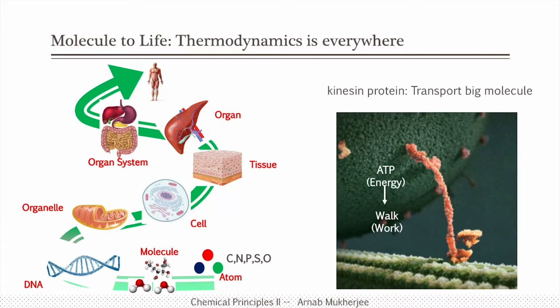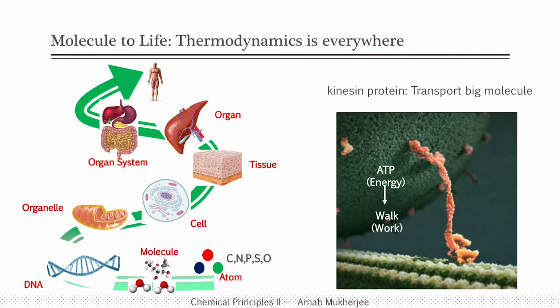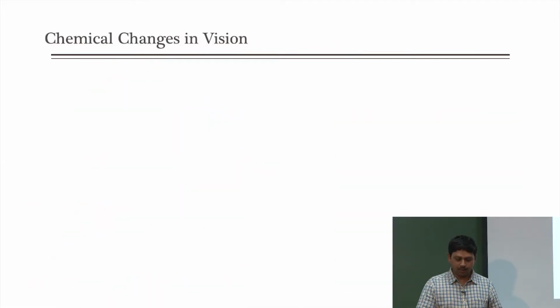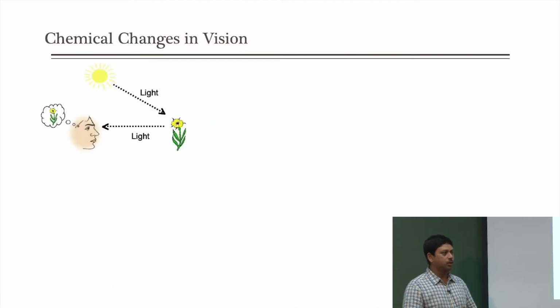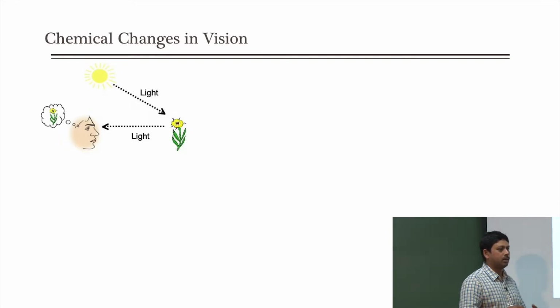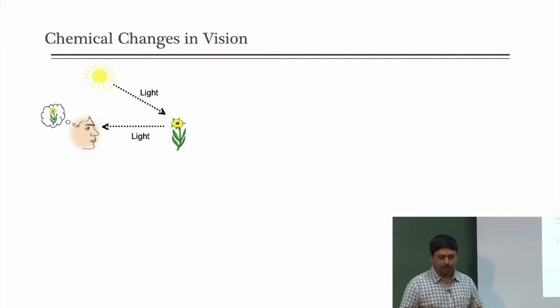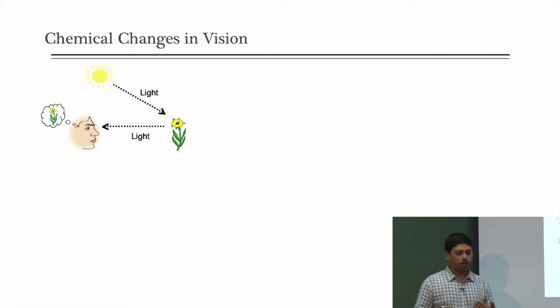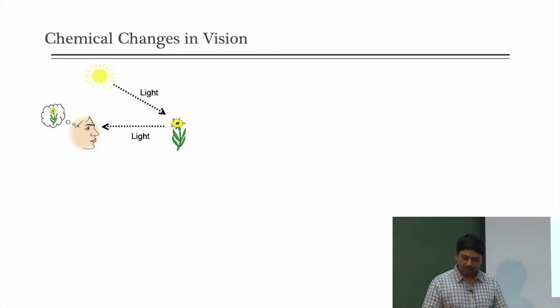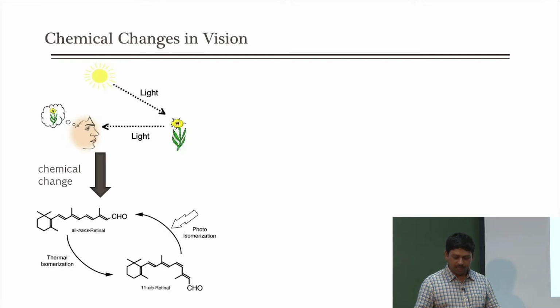So, again, as we said, this will also be followed by thermodynamic principles, and let us talk about another thing. When we open our eyes in the morning, thermodynamic principles start happening. For example, when light falls on an object and then comes to our eye, something happens. What happens is that there is a chemical change. There is an all-trans retinol molecule that photoisomerizes to cis retinol.